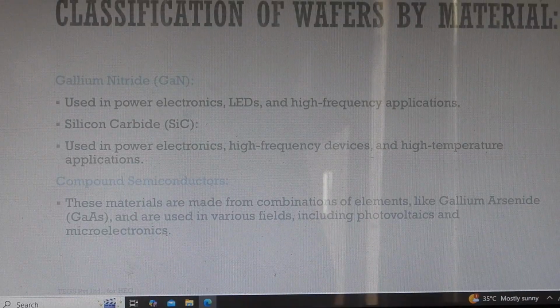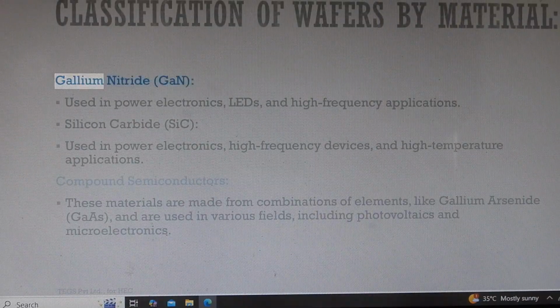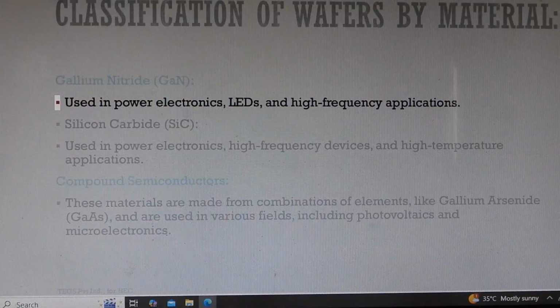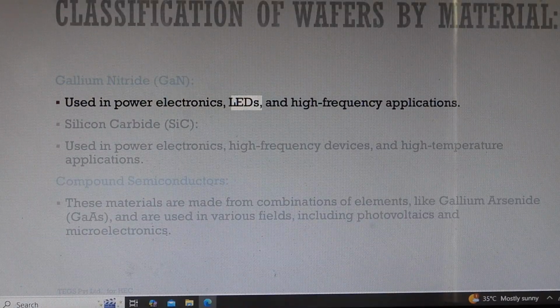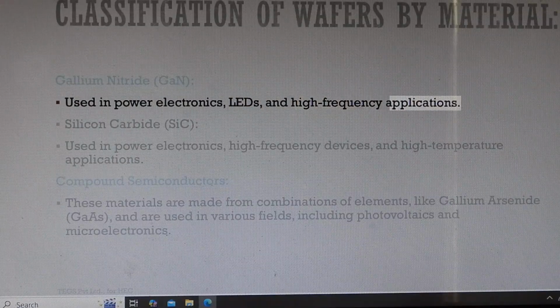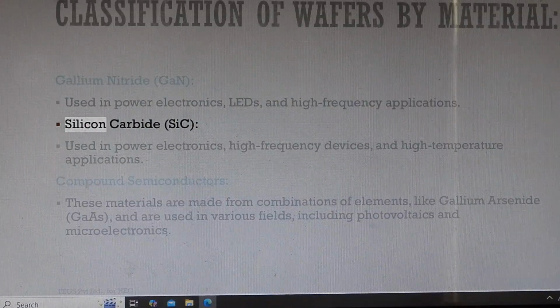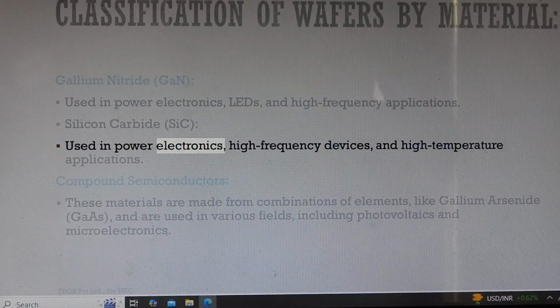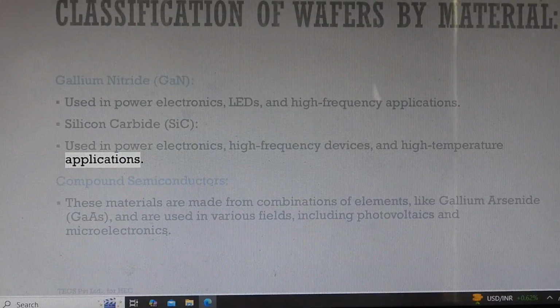Classification of wafers by material. Gallium nitride, GaN: used in power electronics, LEDs, and high-frequency applications. Silicon carbide, SiC: used in power electronics, high-frequency devices, and high-temperature applications.